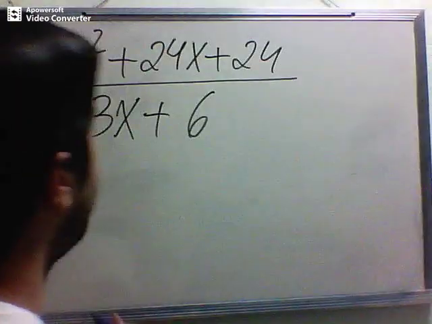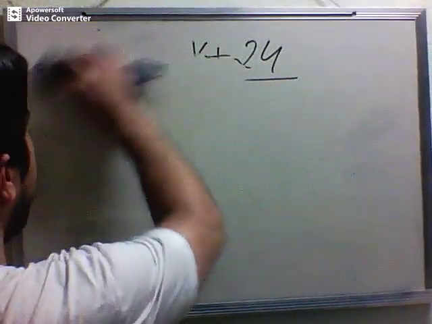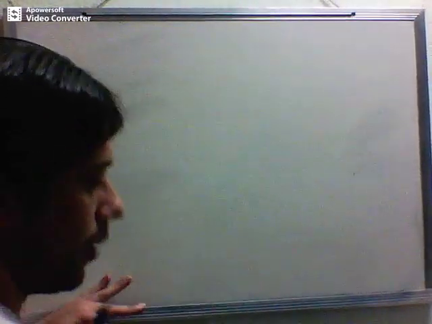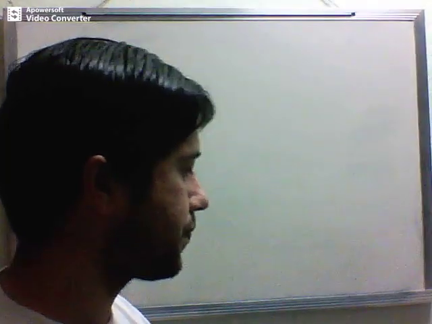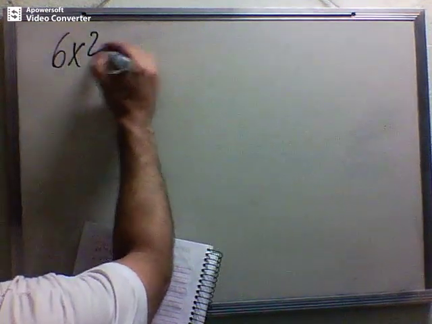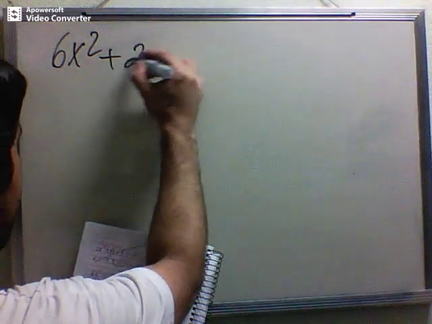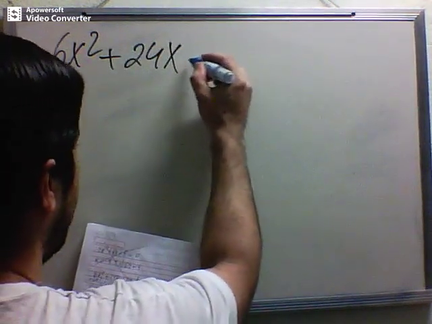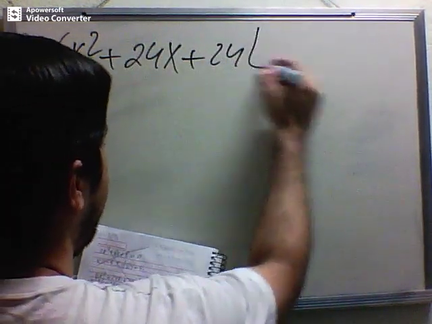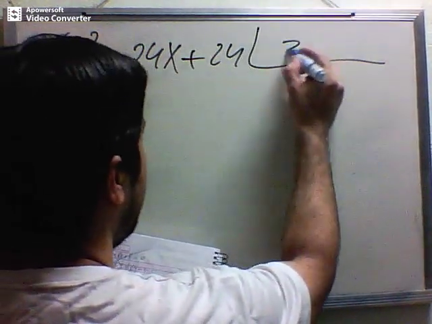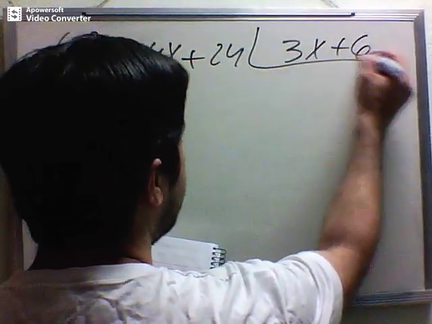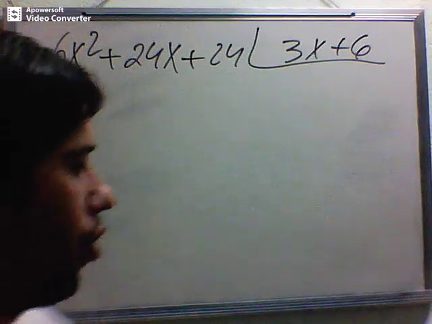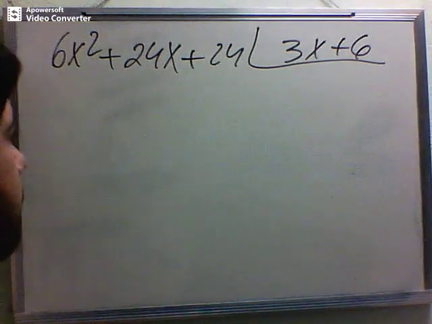I'm gonna erase this here, and I'm gonna write it again, okay? But now I'm gonna write it in another way. Plus 24 divided by 3 times x plus 6. Okay, so what is it that we're going to do?